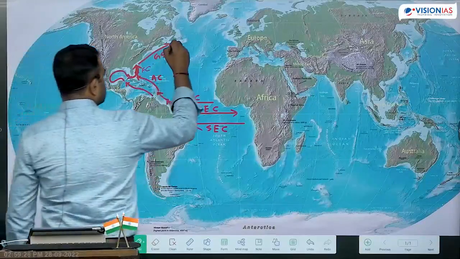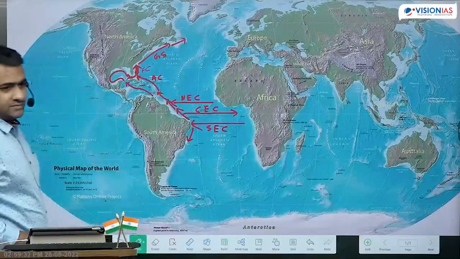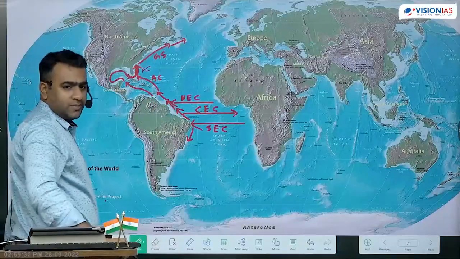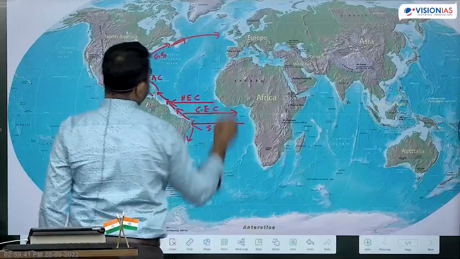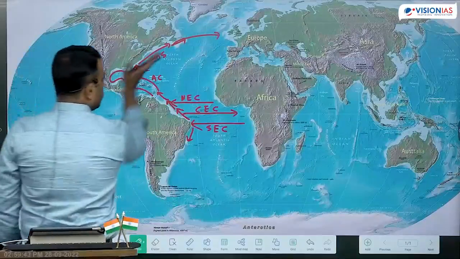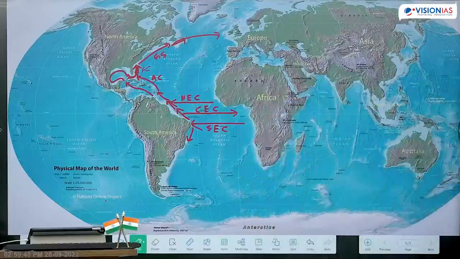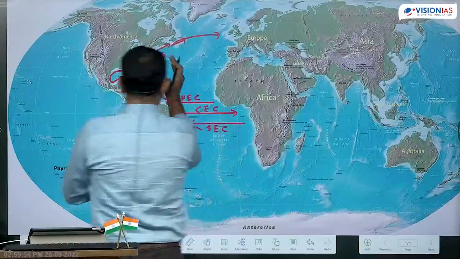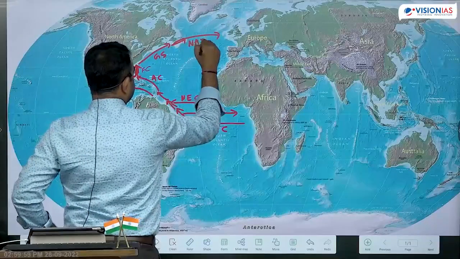So once it crosses this particular region, it is under the active influence of the westerlies. The westerlies are very strong, and it has come to a higher latitude, so the Coriolis force deflection is also greater, because of which the entire current gets deflected towards the right side. There are two reasons: the Coriolis force as well as the influence of the westerlies. So this part beyond Newfoundland Island is called the North Atlantic Drift.